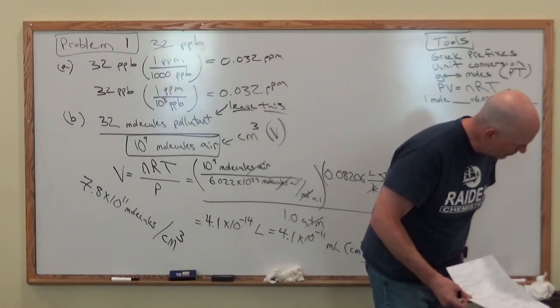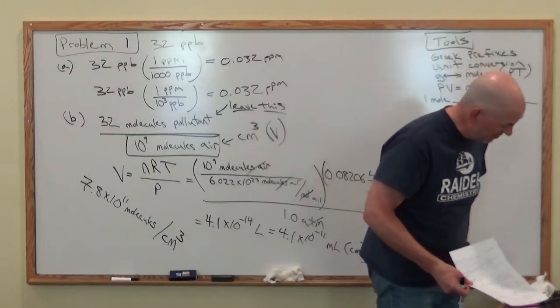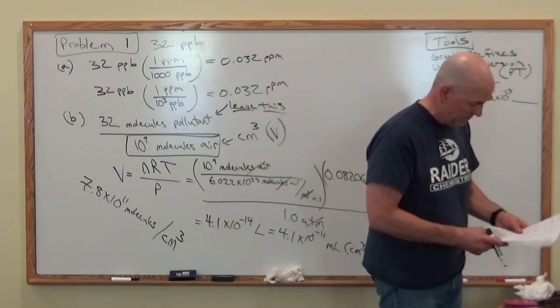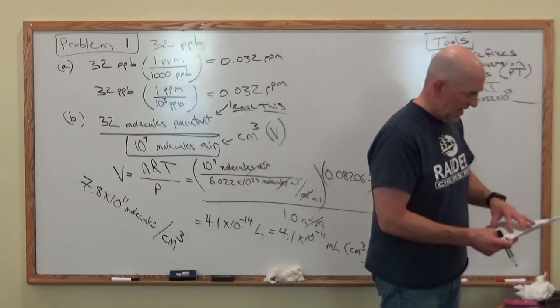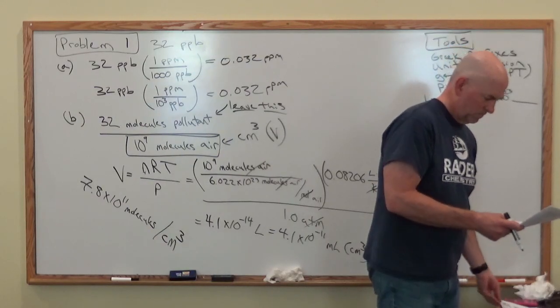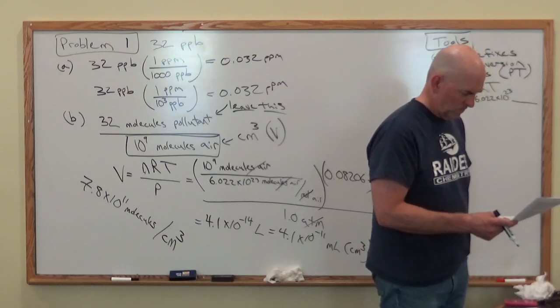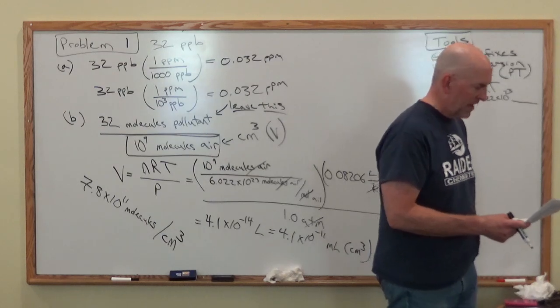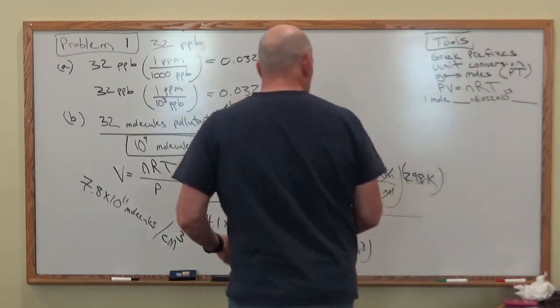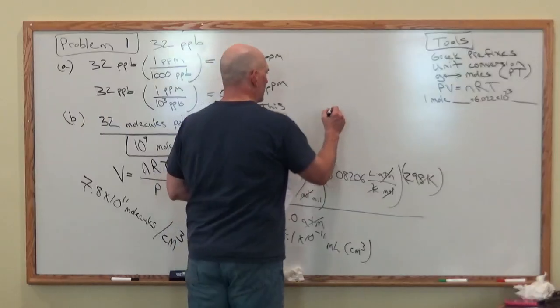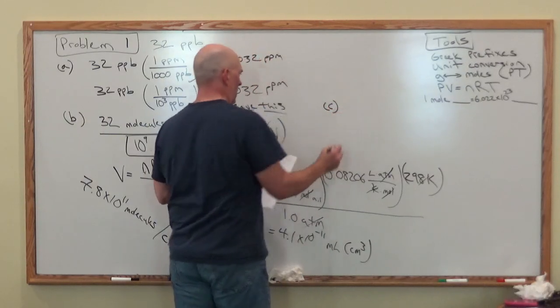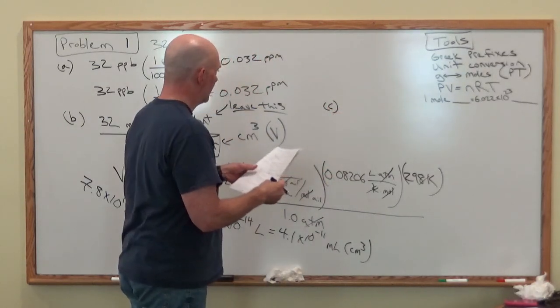Okay, I wrote down 7.9 on the slide, so I must have rounded it. That's fine, no problem. And cool, the last one, I think I can fit this on here, is letter C.